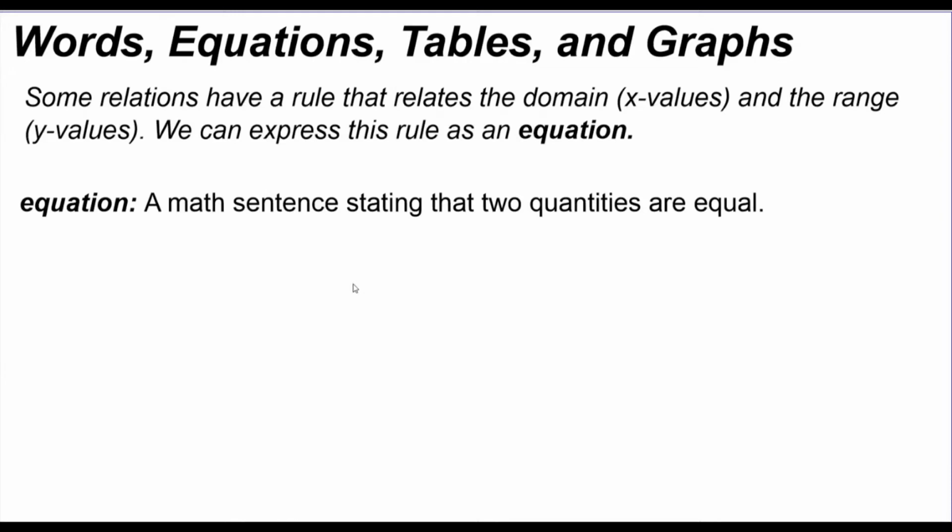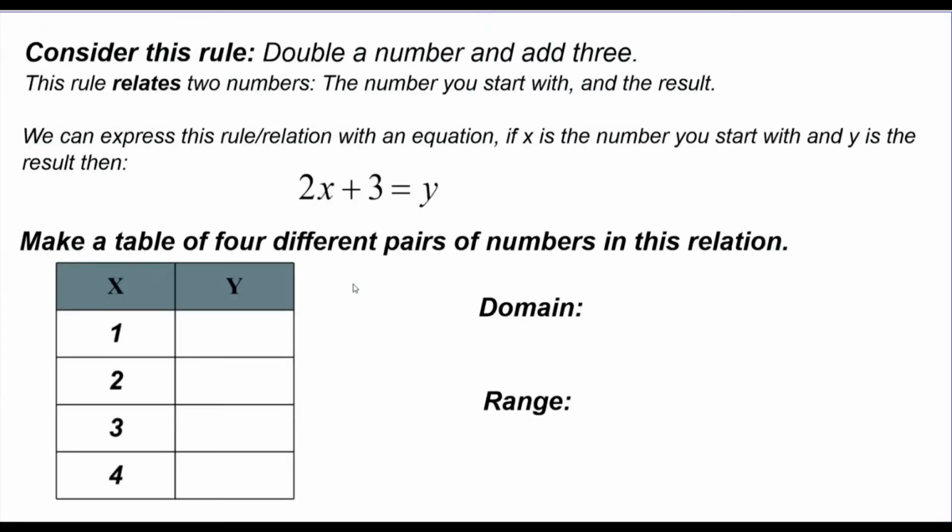Equations, tables, graphs, representations of relationships mathematically. And some relations have a rule that relates the domain values, or our x values, and the range, or our y values. And we can express this rule as an equation. So an equation is a math sentence stating that two quantities are equal. So we can take relationships that follow a pattern and write them as a rule or write them as an equation. So let's take a look at an example here.